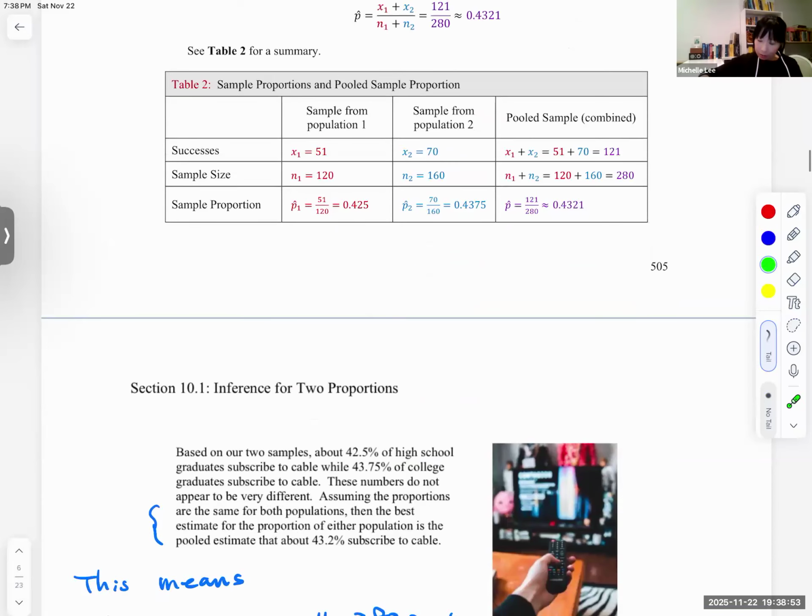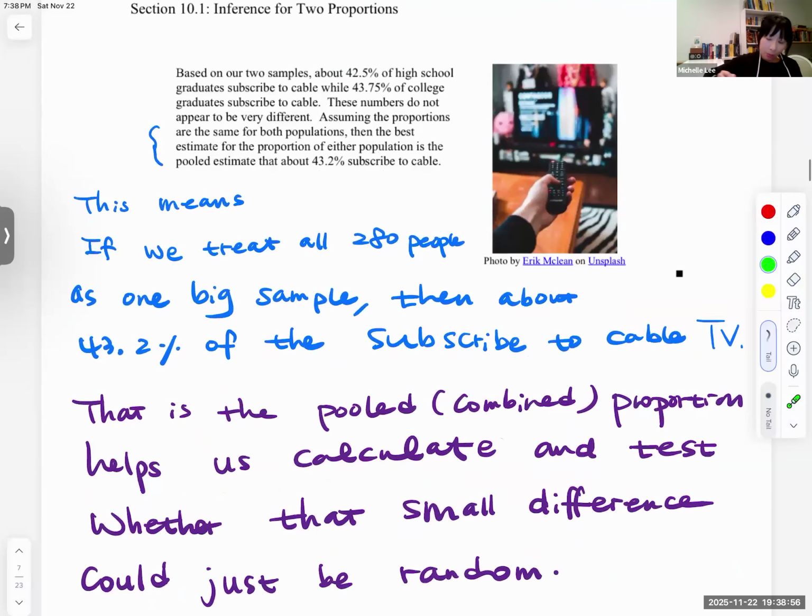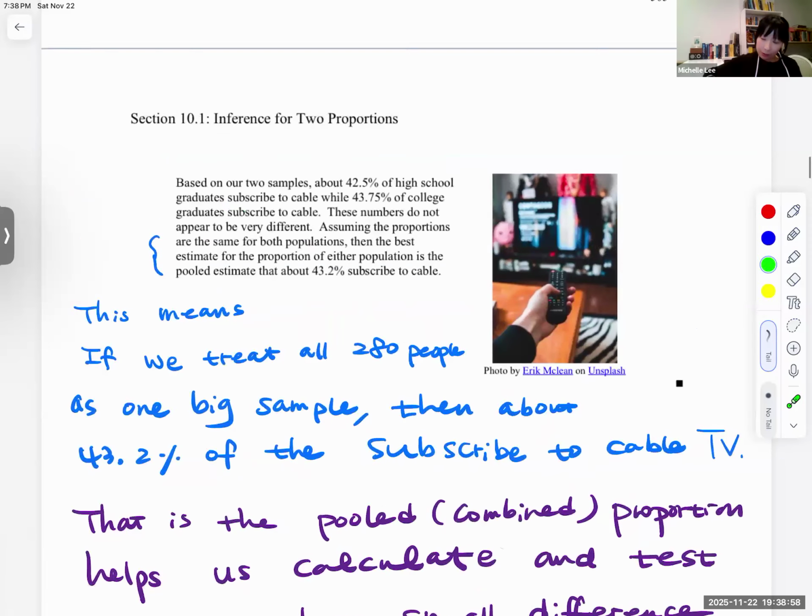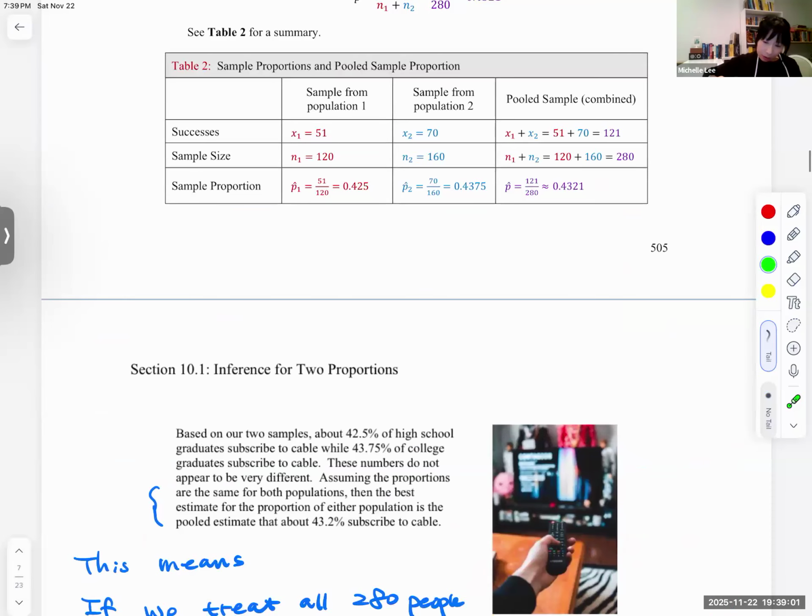Okay. Now, interpret. The first one, high school graduate. 42.5% of high school graduates subscribe to cable, while 43.75% of college graduates subscribe to cable TV, right? These numbers do not appear to be very different. Yeah, so very tiny, right? Tiny difference, right?